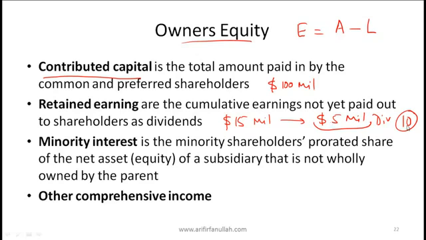So the retained earnings are also a part of owner's equity. You can think of it as follows: the earnings belong to the owners of the company. If they don't take that money out in the form of dividends, they have essentially and effectively put their money back in the business, and hence retained earnings are a part of equity. Minority interest is the minority shareholders' prorated share of net assets of a subsidiary that is not wholly owned by the parent, and I will explain this in the next couple of slides. And then we have other comprehensive income, which I will also explain shortly.